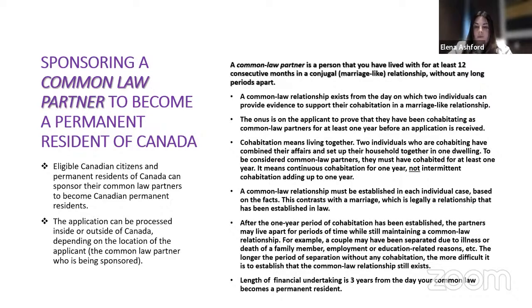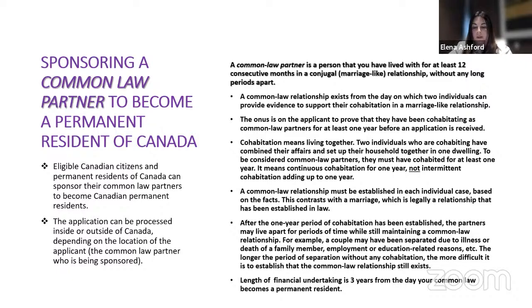Here, with respect to eligibility to sponsor, it's the same as I mentioned earlier with respect to the spousal sponsorship, and same goes for the financial undertaking. It is a 3-year period financial undertaking from the time your common law partner becomes a permanent resident of Canada. And again, there is no minimum financial requirement to sponsor a common law partner. You simply have to prove you're not on social assistance except disability. Someone on disability can still sponsor. I suggest still providing the employment letter from your employer if you're employed.